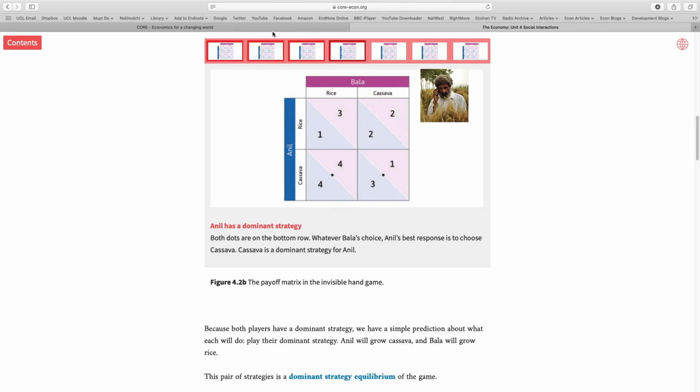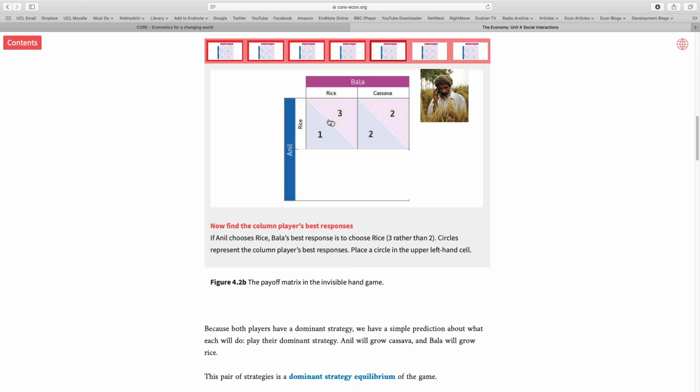Now I get out of Anil's head and go inside Bala's head and do the exact same thing. I'm Bala now. What's my best response if Anil produces rice? If I produce cassava, I'll get 2; rice, I'll get 3. So in this case, I'll produce rice. And just to remember my best response, I put a circle in this cell, which corresponds to Bala's decision to produce rice if Anil decides to produce rice.